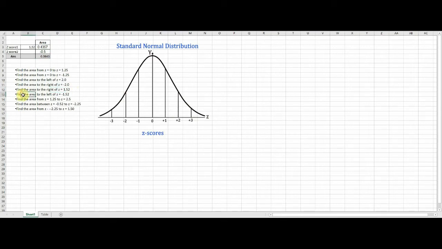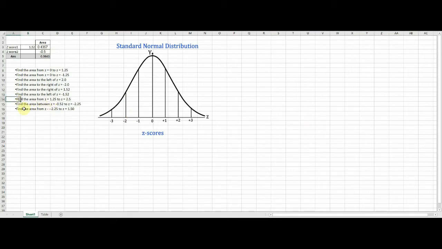Now, if it is on the second example or next example, it is negative 1.52, but it is to the left. So meaning to say, you have here 1.52 going to the left side. Now, you will have the same area. Why? You're going to get the extreme left side values or the extreme left side area.